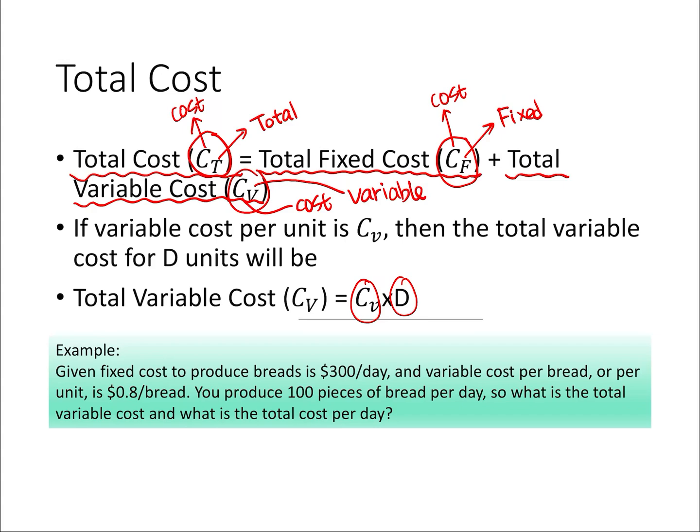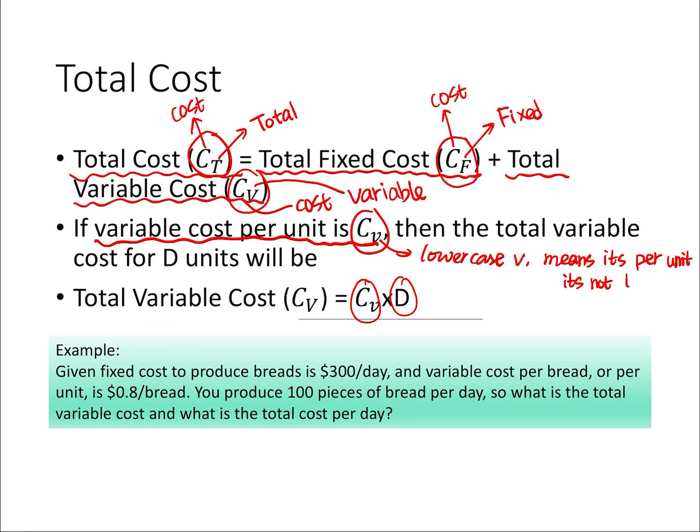And then usually the variable cost is not given in a total number. It's given in the number per unit. Okay, so if variable cost per unit is C lowercase v, lowercase v means it's per unit, okay? Means it's not total. So be careful about this: C capital V and C lowercase v. They are different.